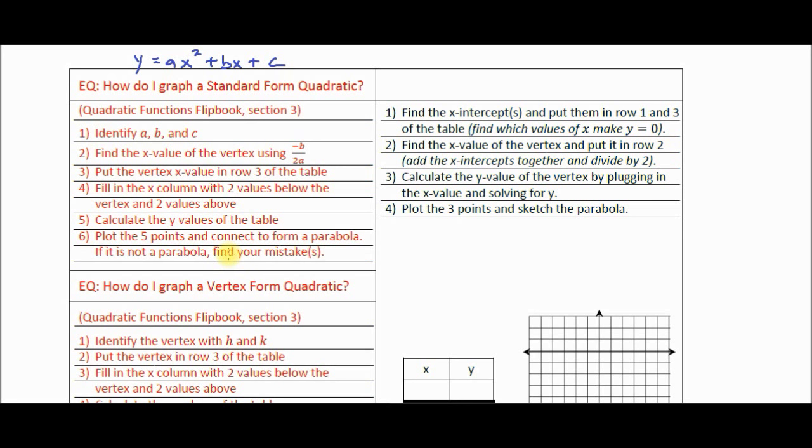Okay, right now if you want to, pause the video, go ahead and write these steps down, and then we'll get to vertex form quadratic.